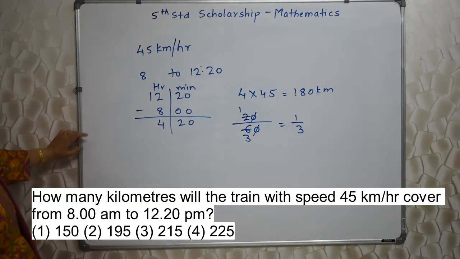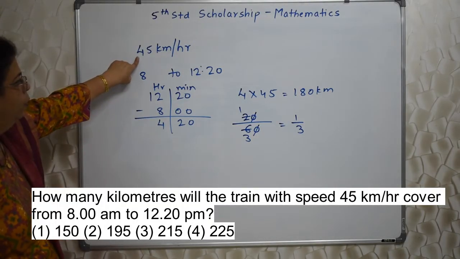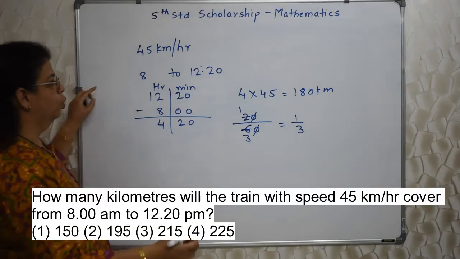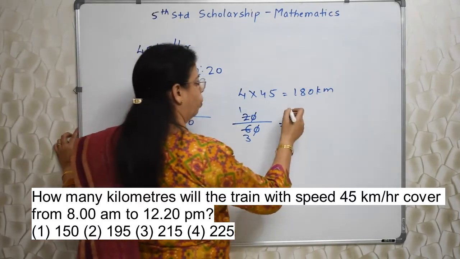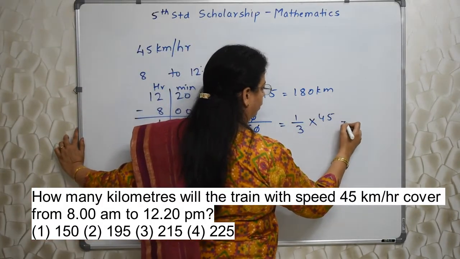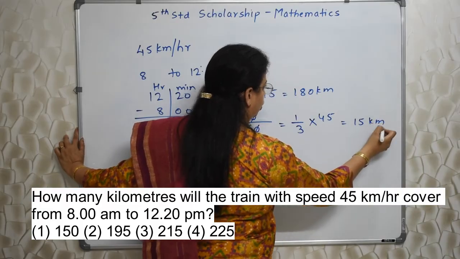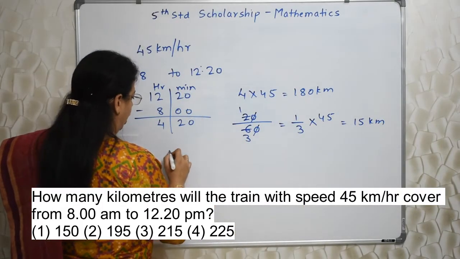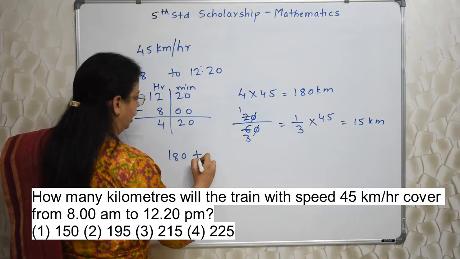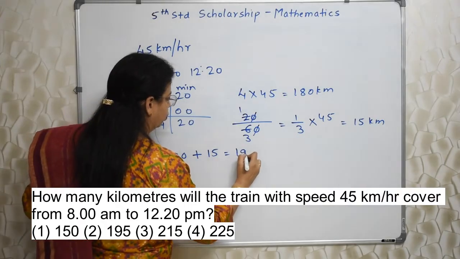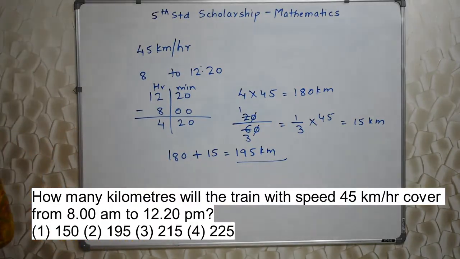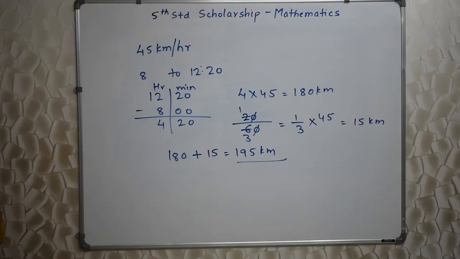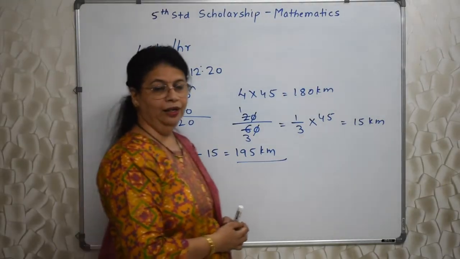If that train covers 45 km in 1 hour, so in 1/3 of an hour, how many kilometers will it cover? So 1/3 of 45, that is 15 km. So in all, total, how much? 180 plus 15, that is 195 kilometers the train will cover. So our answer is 195 kilometers. Isn't it easy? Correct? Let's move ahead.